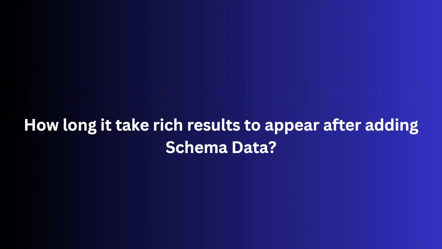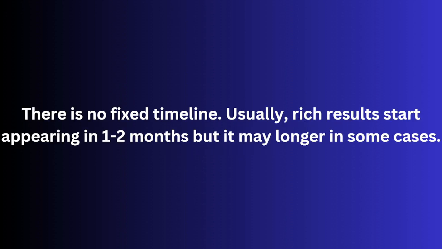How long does it take for rich results to appear after adding schema data? There is no timeline, basically, guys. If we add structured data, it depends on the relevancy, popularity, ranking, and authority of the pages, and the content quality. If everything is going smoothly, then using schema markup makes sense for structured data to appear on a SERP. There is no fixed timeline. Usually results start appearing in 1 to 2 months, but it may take longer in some cases.